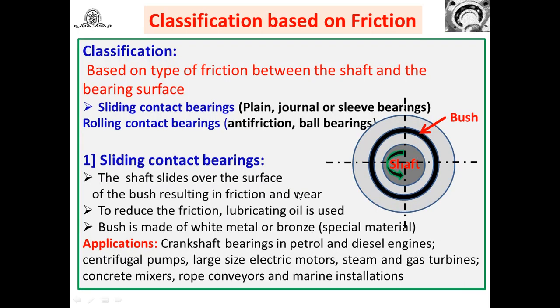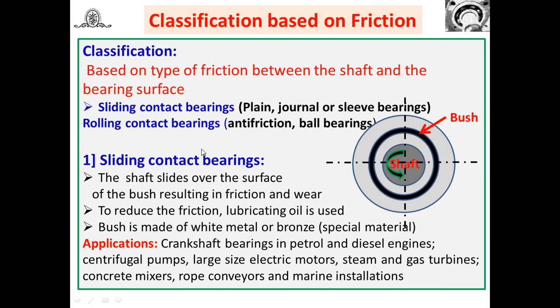Now another classification based on the friction. You know very well, based on the type of friction between the shaft and the bearing surface, there are two classifications. One is sliding contact bearing and another one is the rolling contact bearing. Sliding contact bearings are also known as plain bearing, journal bearing or sleeve bearing, and rolling contact bearings are also known as anti-friction bearing or ball bearings. Depending on whether the rolling element is a ball, you can call it a ball bearing. If it's a roller, you can call it a roller contact bearing.